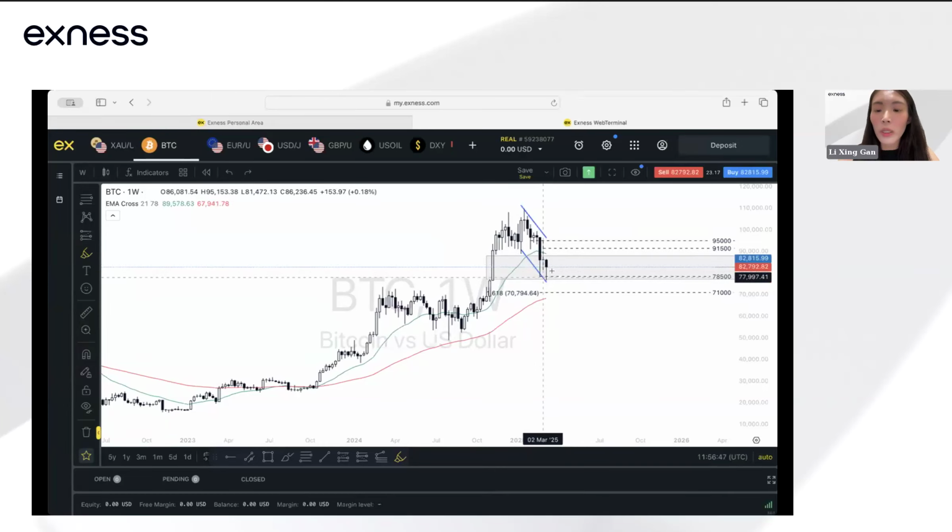Again, any form of rebound, we need to observe it on the lower time frame, because there's always a chance that price could just continue its bearish structure and break this zone altogether, right? So that's on the weekly.